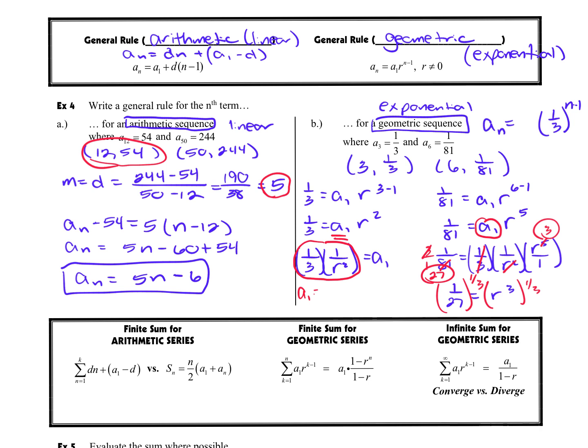So a sub 1 is going to be 1/3, and then 1 over my 1/3 squared is 1/9, which means a sub 1 is 1/3. Sorry about the spacing here, guys. I'm going to multiply by this reciprocal, gives me 3. So my first term is now 3, and that gives me that rule.